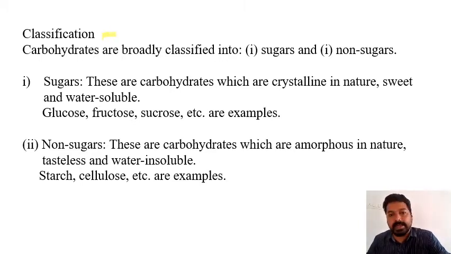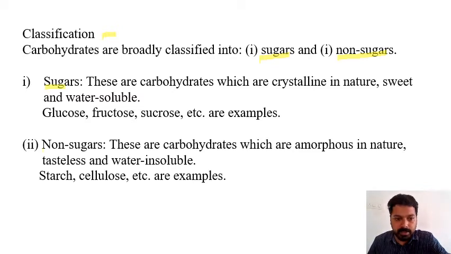Coming to the classification of carbohydrates, they are broadly classified into two: sugars and non-sugars. Sugars are a type of carbohydrate which are crystalline in nature, sweet, and water soluble. Some examples of sugars are glucose, fructose, sucrose, etc.